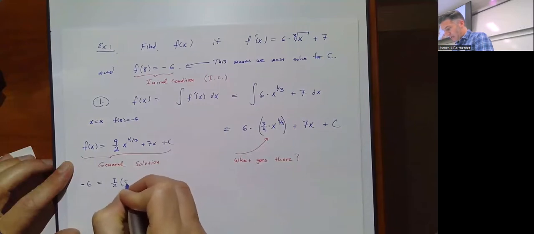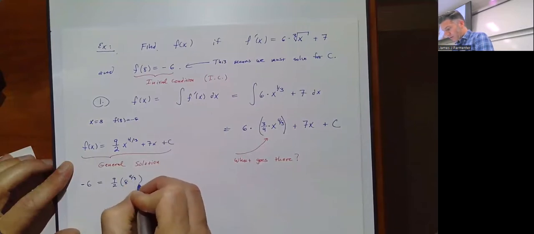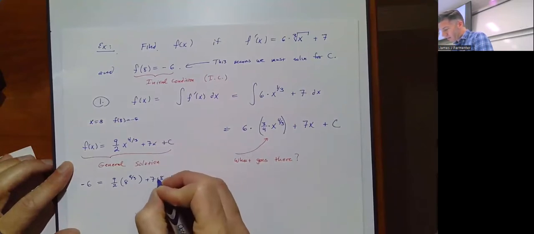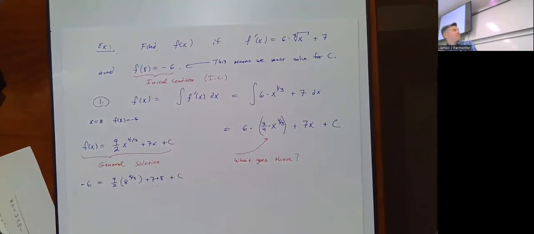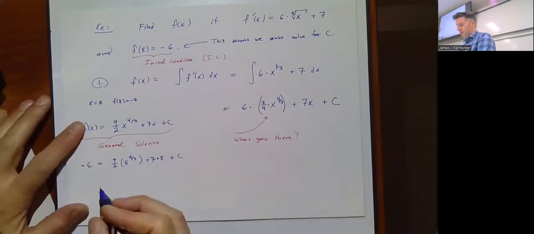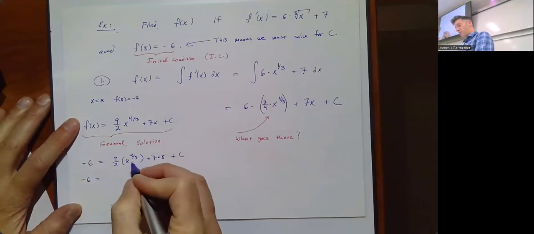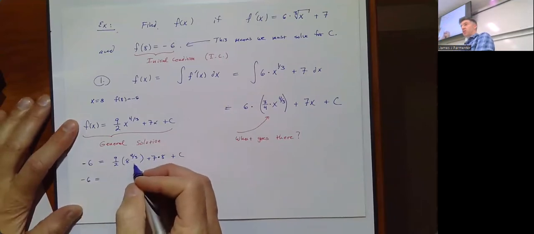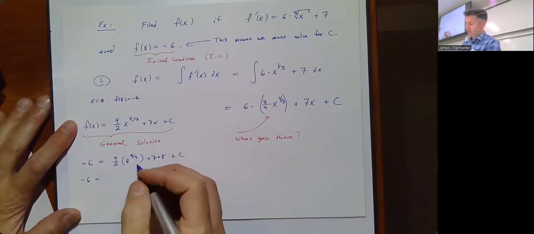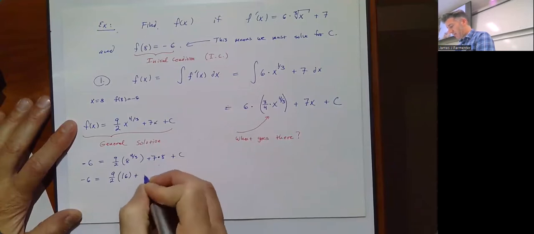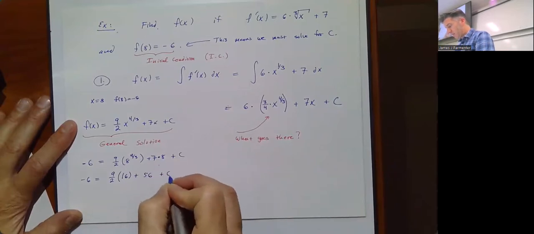9/2 times 8 to the 4/3 plus 7 times 8. I could have just picked 1, but I had to be fancy about it. Oh well. Not impossible, just not fun. So we have 8 to the 4/3, which is 16, because the cube root of 8 is 2, and 2 to the 4th is 16. That's going to be 9/2 times 16. 7 times 8 is 56, plus c.